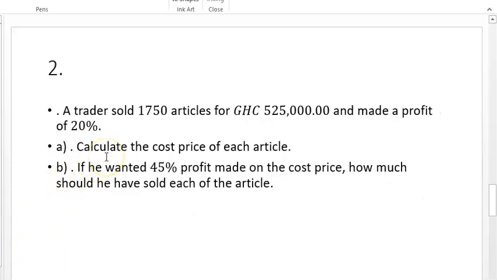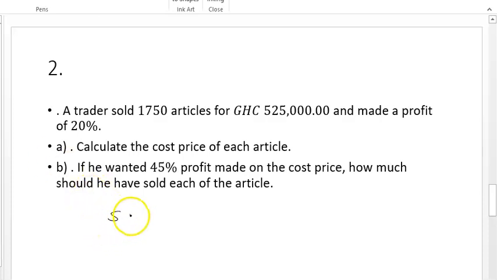A very nice question is here, a tricky one. A trader sold 1,050 articles for 525,000 and made a profit of 20%. A. Calculate the cost price of each article. B. If he wanted 45% profit made on the cost price, how much should he have sold each of the article for? Very nice question.